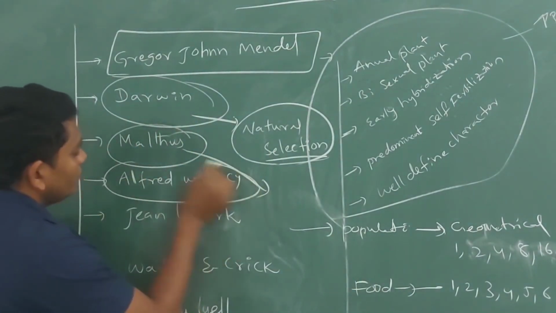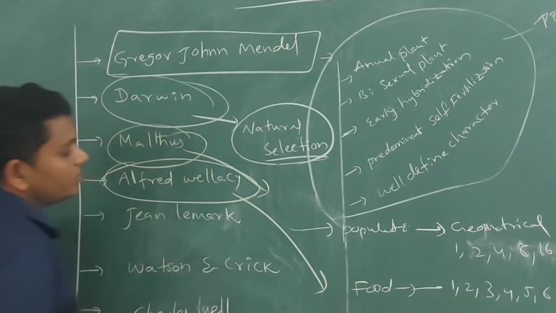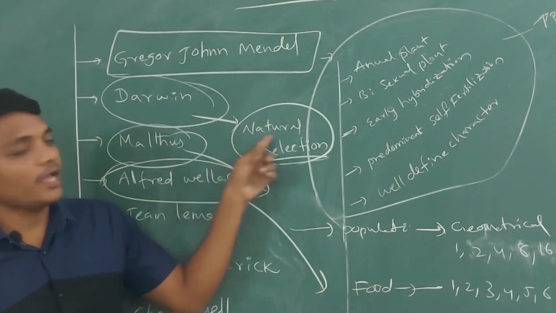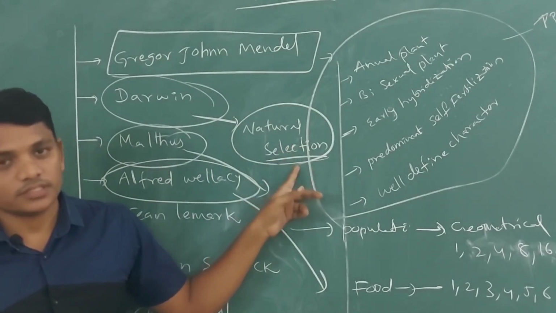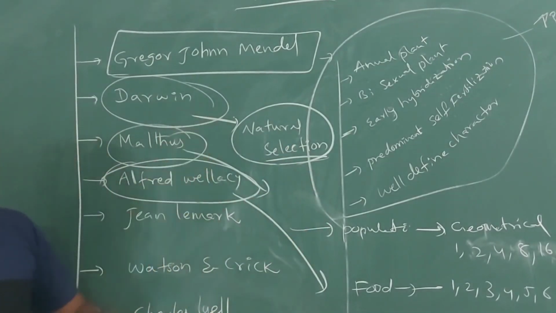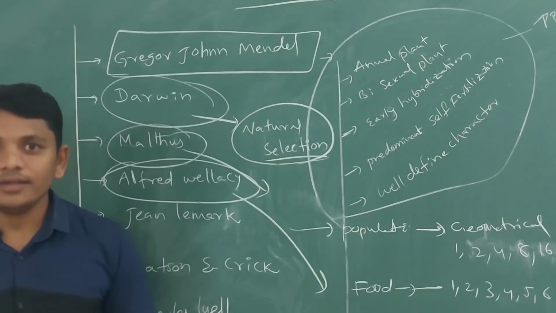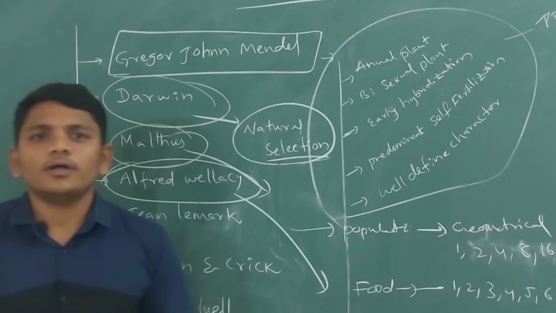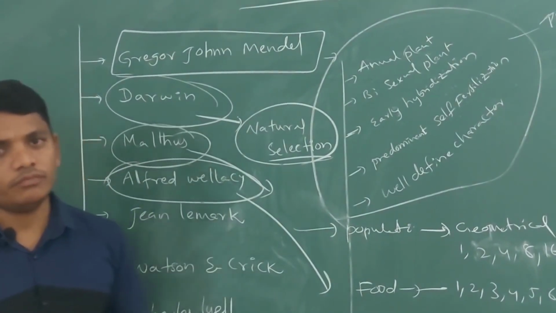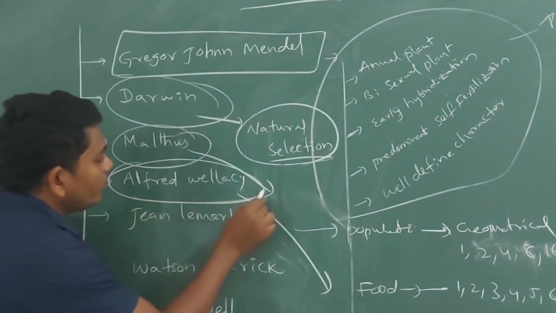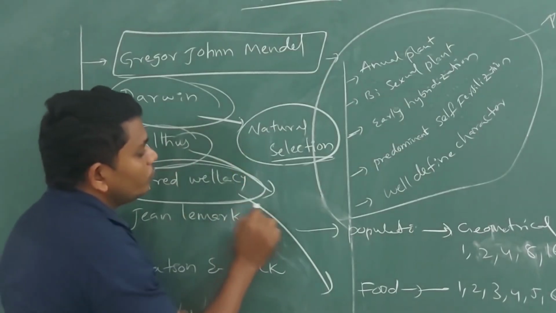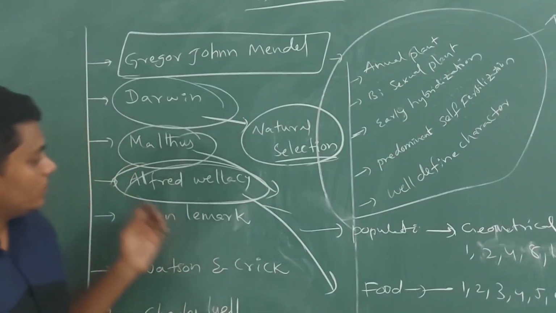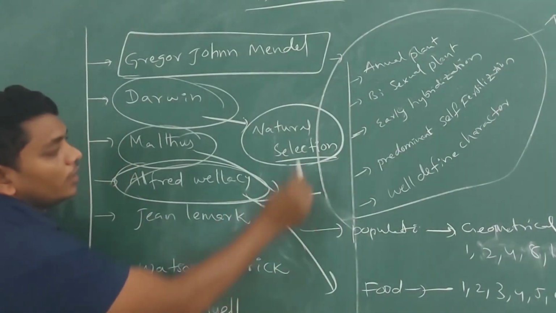Let us discuss about Alfred Wallace. Alfred Wallace, he is a scientist. He has also worked on the natural selection theory. Wallace and Darwin together wrote an article in the Linnean Society. Linnean Society, this is a journal of Linnaeus. So Alfred Wallace and Charles Darwin together wrote a journal article in the Linnean Society. Right. So he also worked on natural selection.